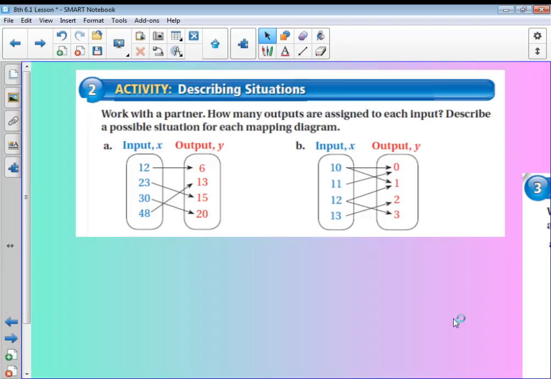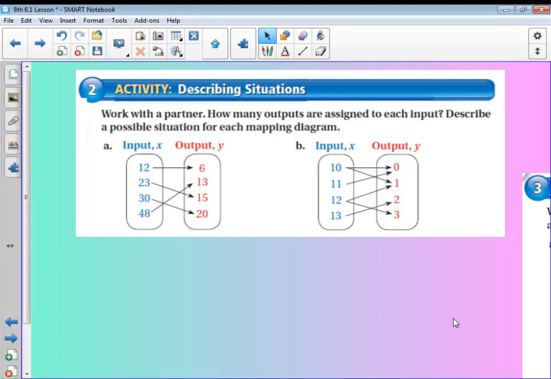Okay, this is activities 2 and 3 for 6.1. We're going to be going through and actually identifying outputs and inputs, and we're going to describe possible situations. So it says work with a partner. How many outputs are assigned to each input? So here we're learning how to actually read this diagram.